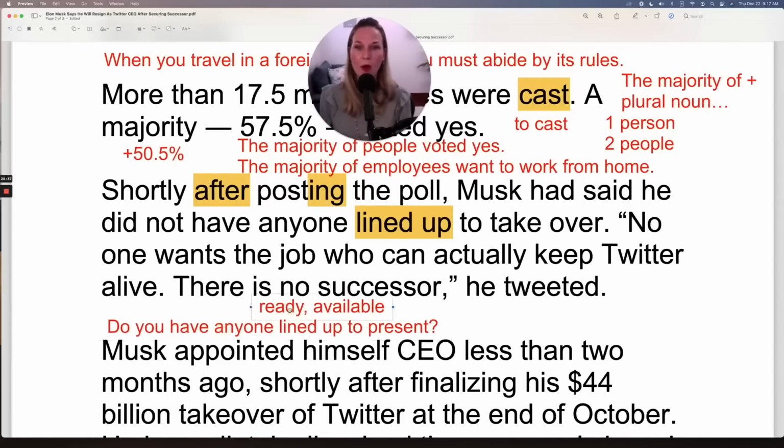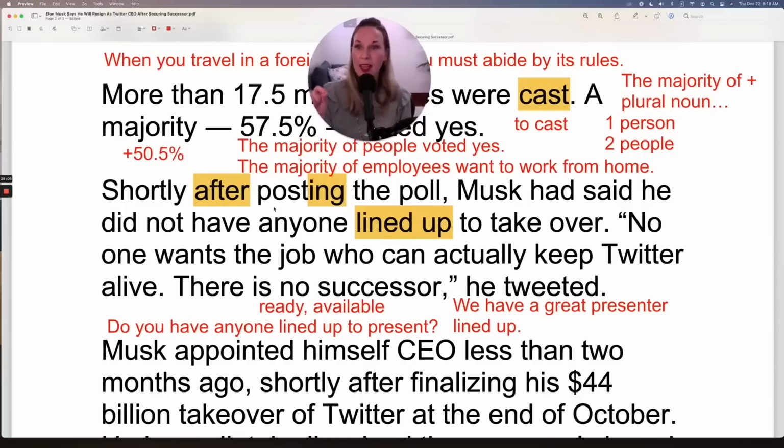That would be how I would translate it. Do you have anyone ready to present? Do you have anyone available to present? You could also say, we have a great presenter lined up. So we have a great presenter ready. We have a great presenter available. We have a great presenter lined up.